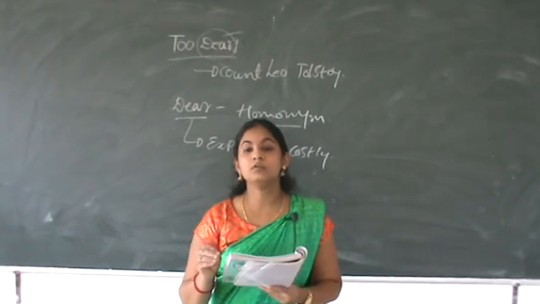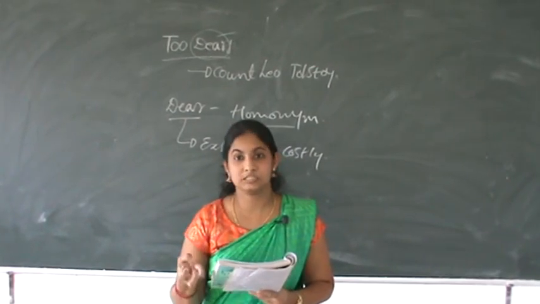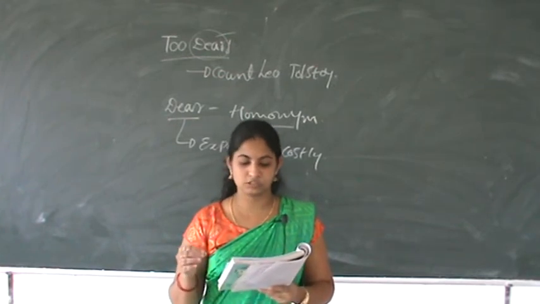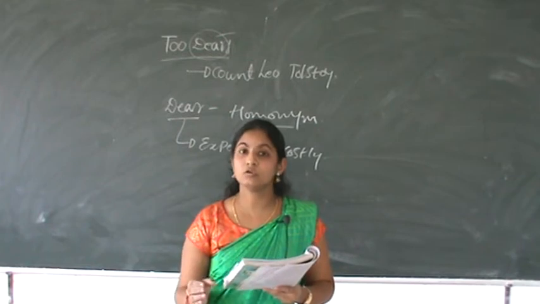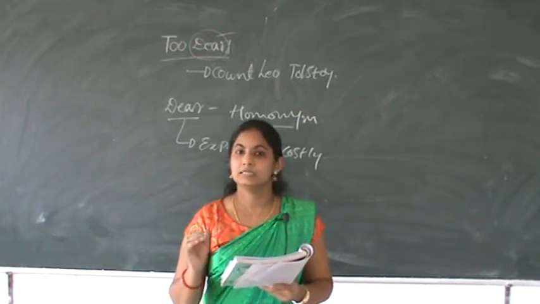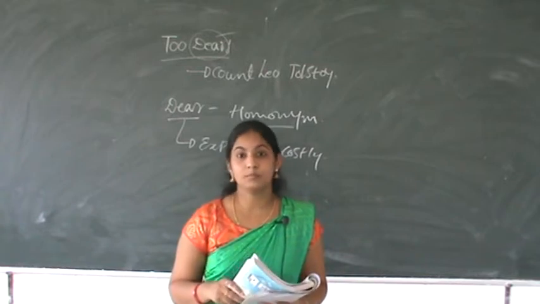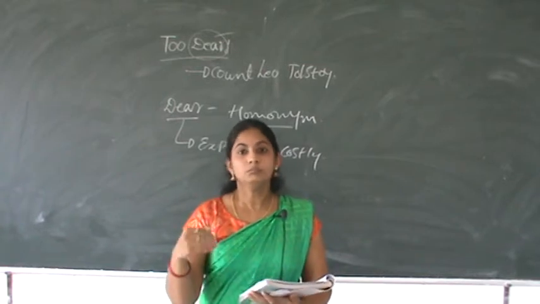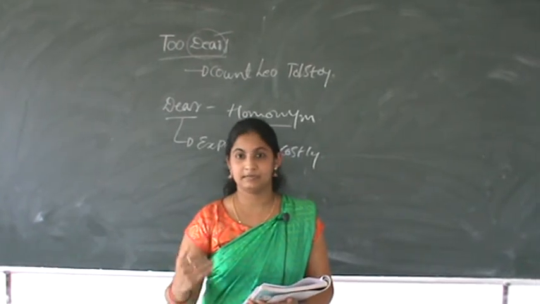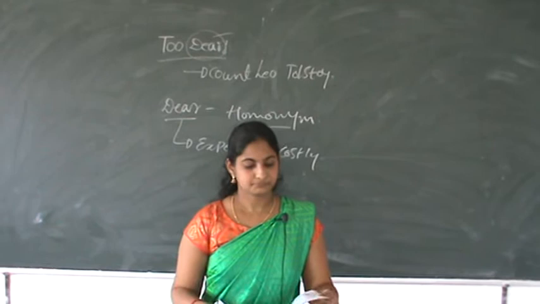So it is about the life history of this writer called Count Leo Tolstoy. He was a famous Russian writer, and also he was called one of the greatest novelists all over the world. So it is about the writer. So we'll move towards the next point. It is about the story of the lesson. Once again we'll come to the story.